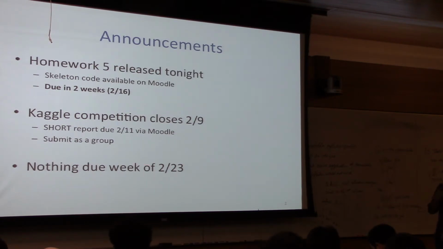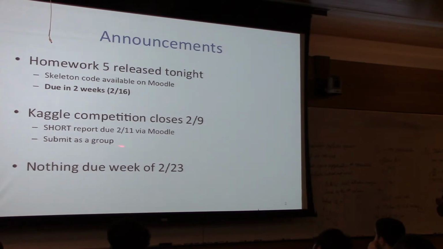With regards to homework 5, it will be about conditional random fields. I strongly encourage that you use the skeleton code that will be available on Moodle. You don't have to, of course, but I think it makes things a lot easier. And regarding the competition, it closes next Tuesday, and then we'll announce a winner in class.